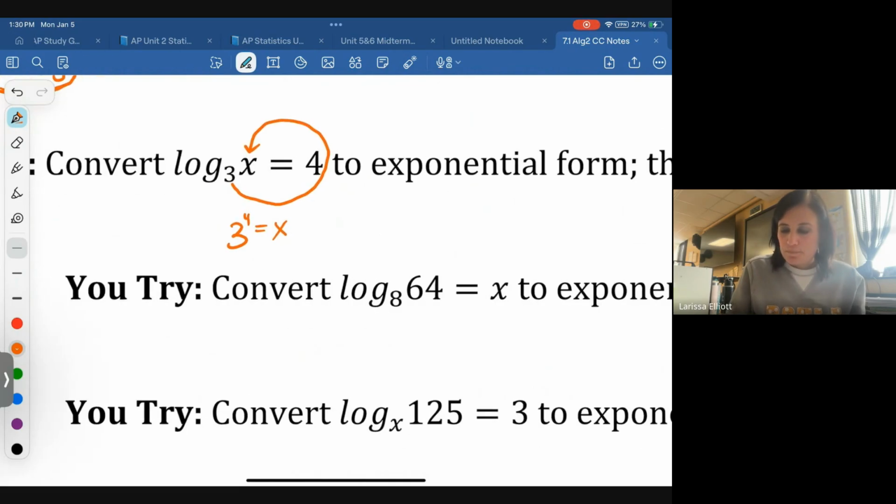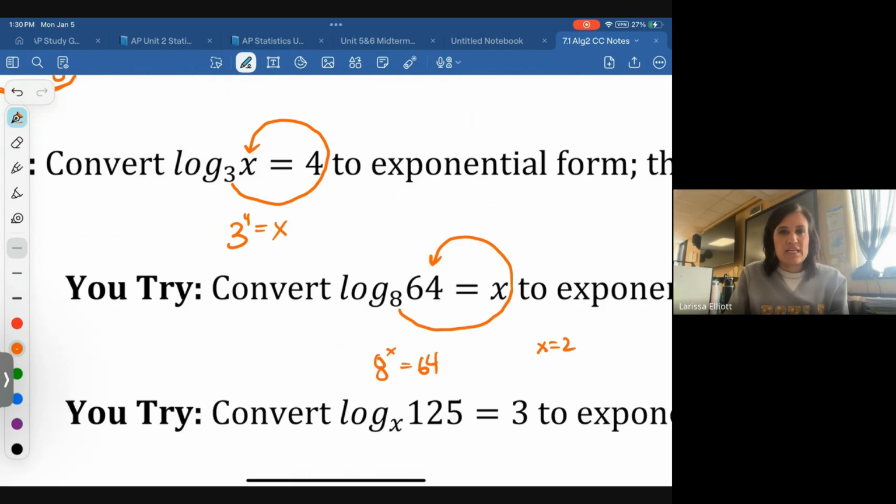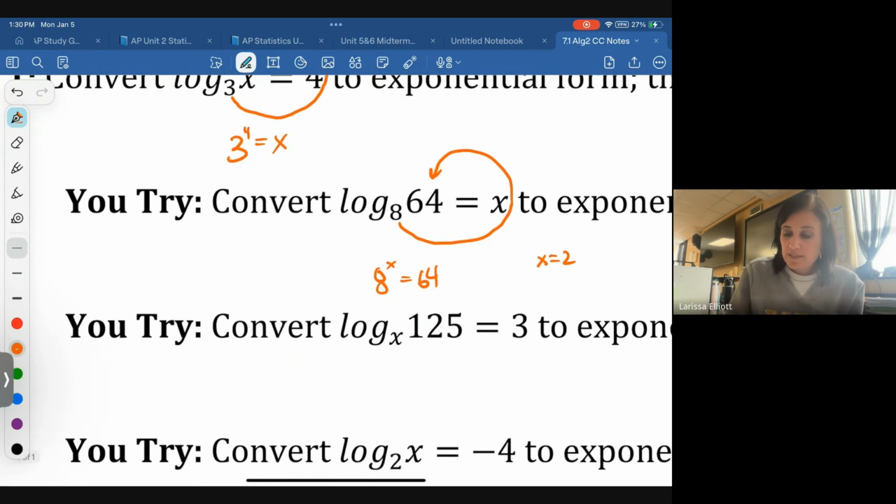All right, next. 8 to the x power equals 64. And I could do that mental math. I know my x equals 2. Again, you don't always have to solve for x, but if you were asked to, I can see that my x equals 2.